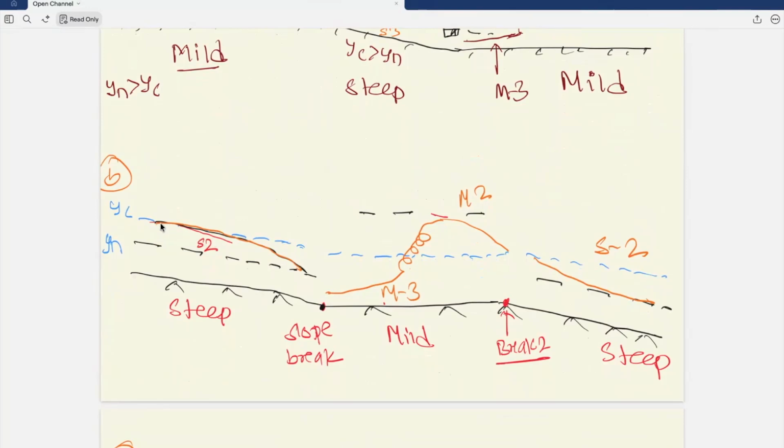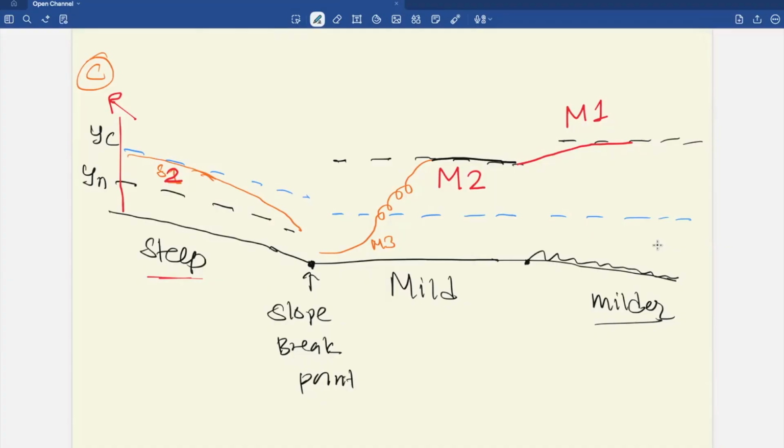Now similarly for question B, since yc is greater than yn, it is a steep slope and water is going downstream, so it is an S2 curve, and this point acts as a slope break, or we can consider it a control section. Here there will be M3, and before it breaks to critical depth, there needs to be some hydraulic jump. So there is a hydraulic jump and it creates an M2 curve. After this break as well, since yc is greater than yn, it will be slightly this S2 curve.